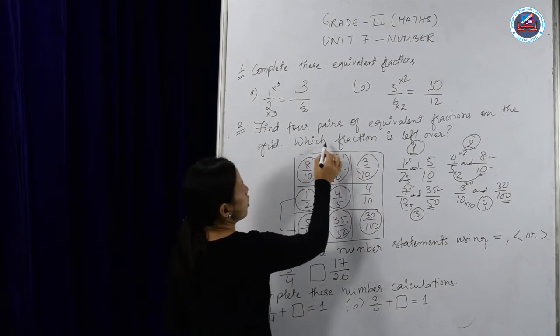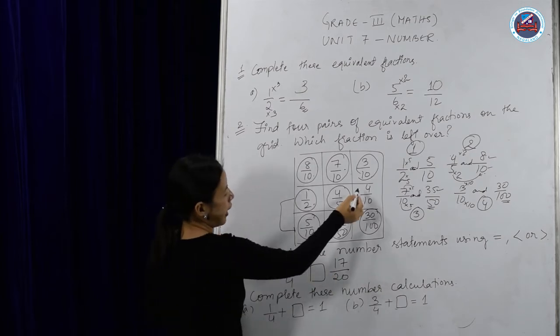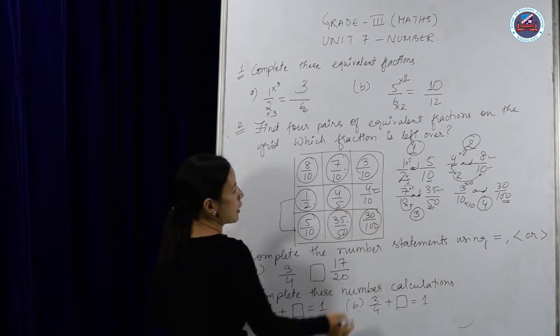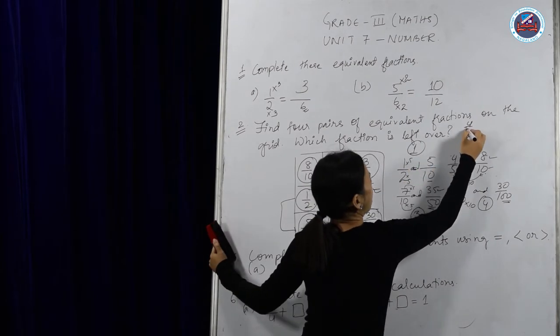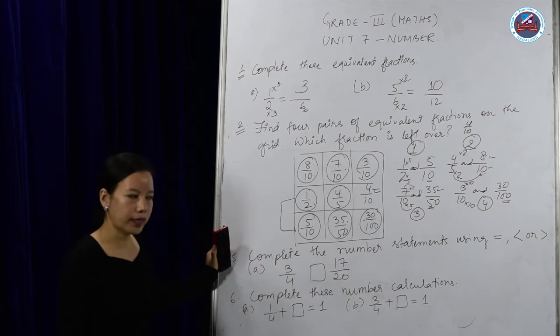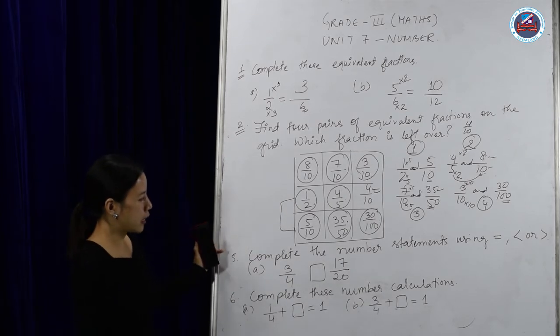So here the question says which fraction is left out. So the left out fraction is 4 by 10. So the answer is 4 by 10 is left out. Okay? Now let's go to this next number.